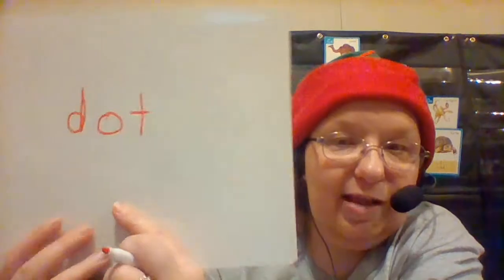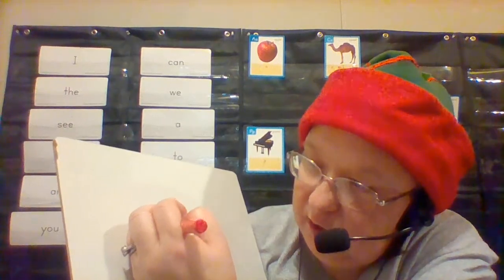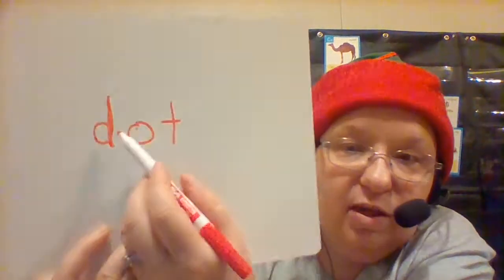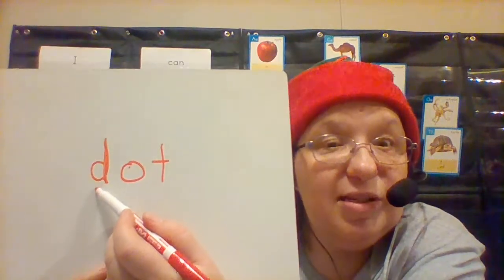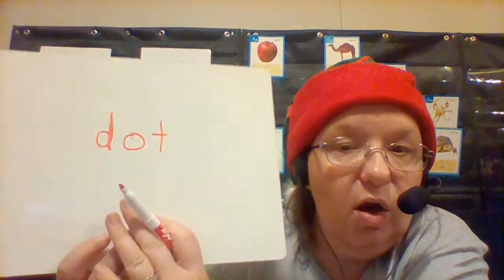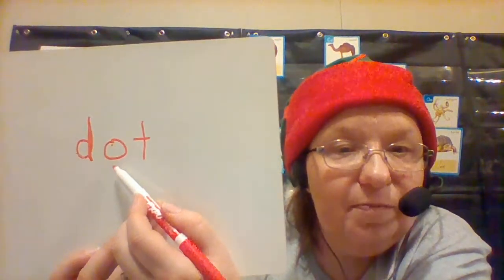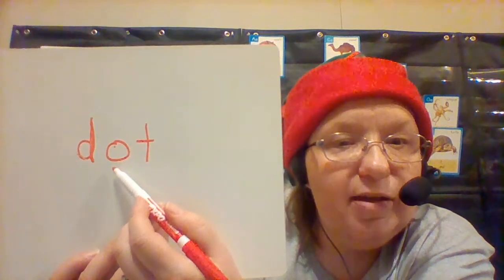And we're going to look at this word. What letter is this? Maybe I should have made it come down a little bit better. There we go. What letter is that? That is the letter D. What sound does D make? D. What letter is this? It is the letter O.